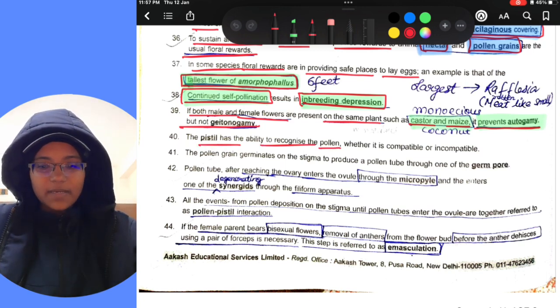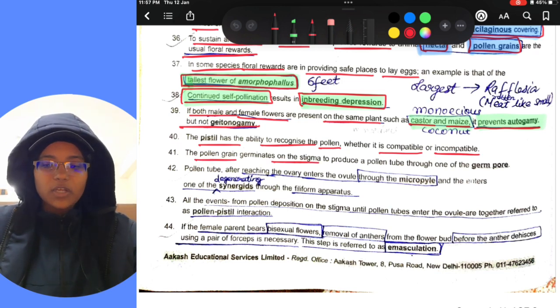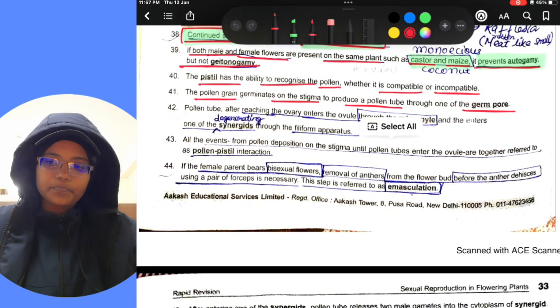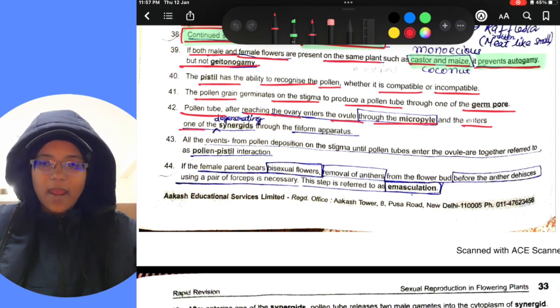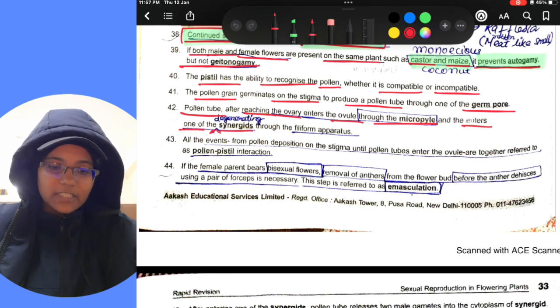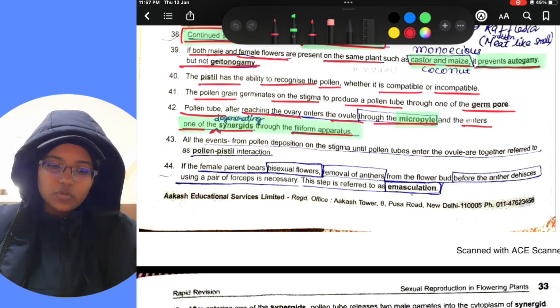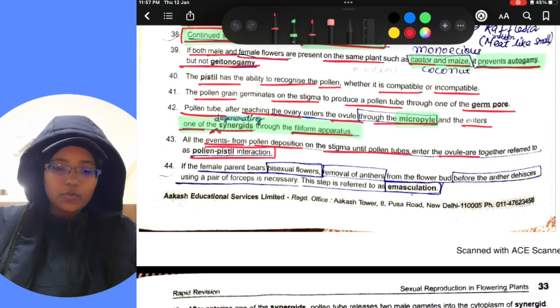The pistil has the ability to recognize the pollen, whether it is compatible or incompatible. The pollen grain germinates on the stigma to produce a pollen tube through one of the germ pores where exine was absent. The pollen tube, after reaching the ovary, enters the ovule through the micropyle and enters one of the degenerating synergids through the filiform apparatus. All the events from pollen deposition on the stigma until pollen tubes enter the ovules are referred to as pollen-pistil interaction. What is it called?